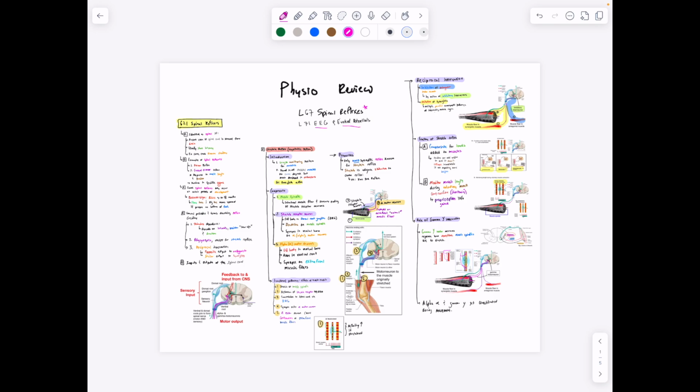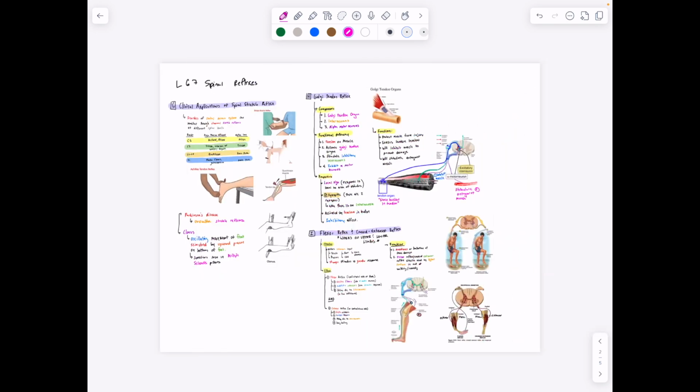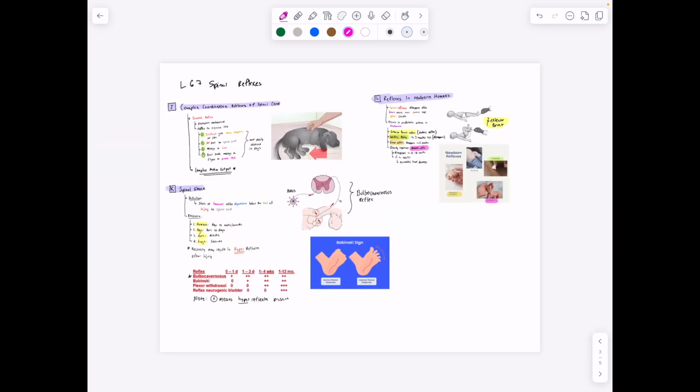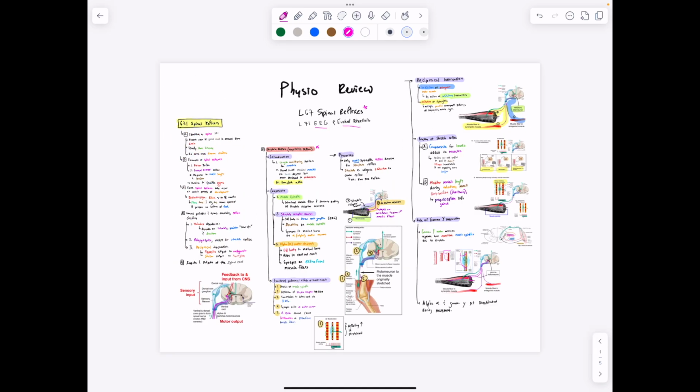But starting with spinal reflexes, basically what we're going to do is walk through a couple of different reflexes. We have the stretch reflex, we have the Golgi tendon reflex, we have the flexor and crossed extensor reflex, and then some complex reflexes and reflexes that will be present in newborns, but disappear as they age. So not too bad. Let's just get to it.